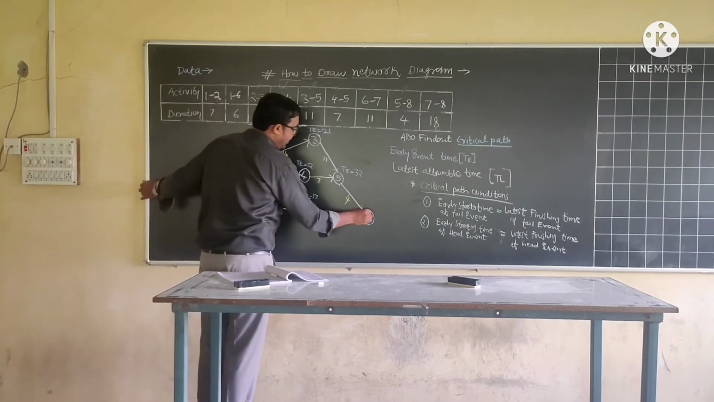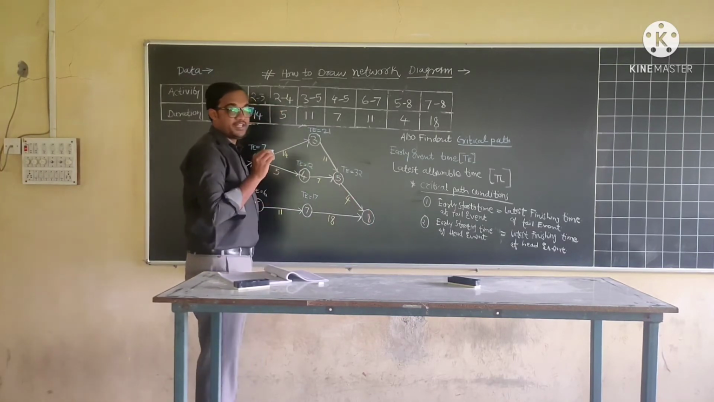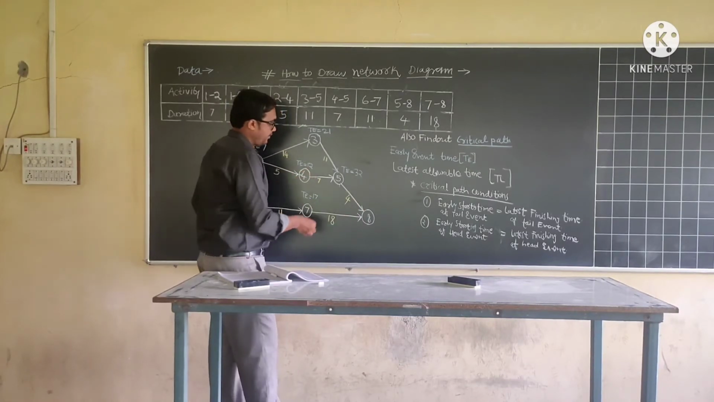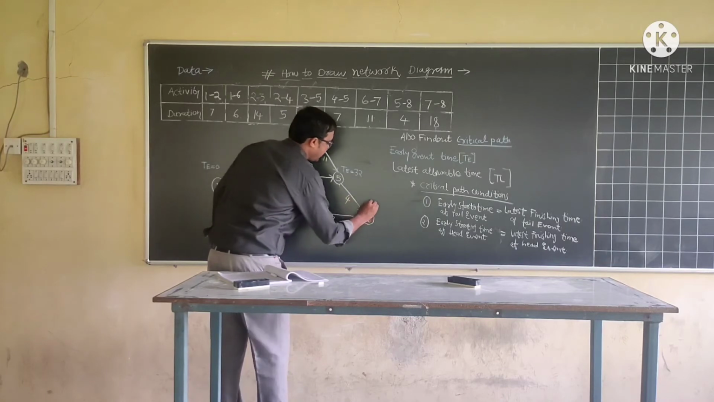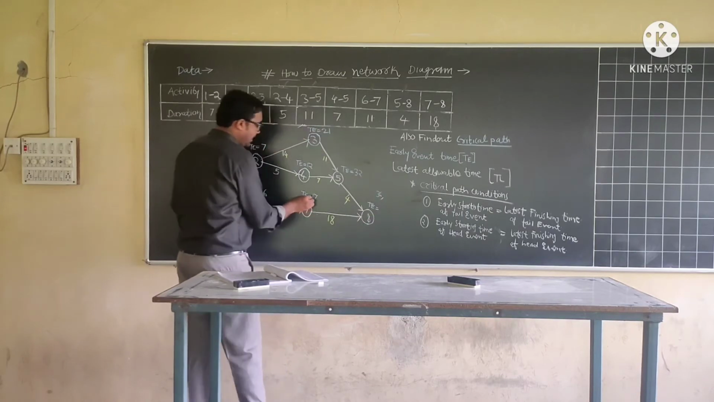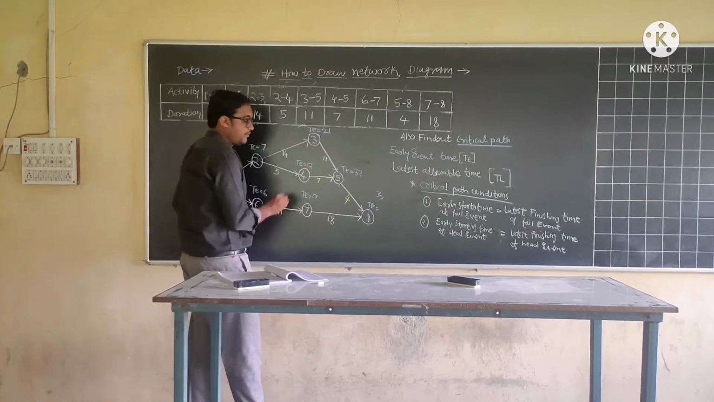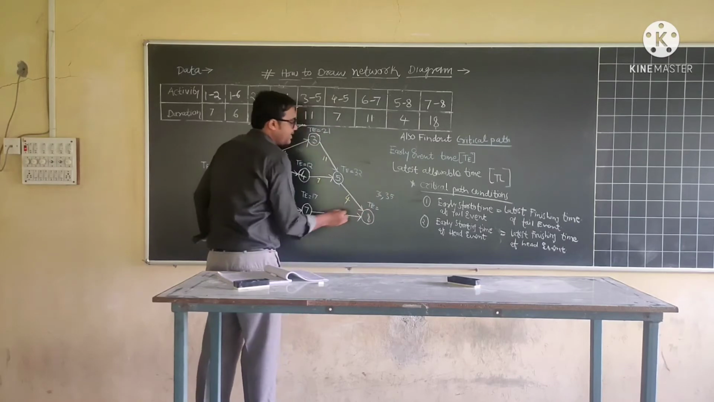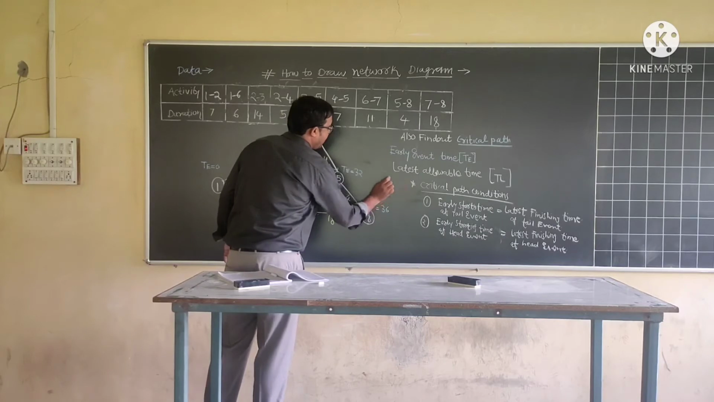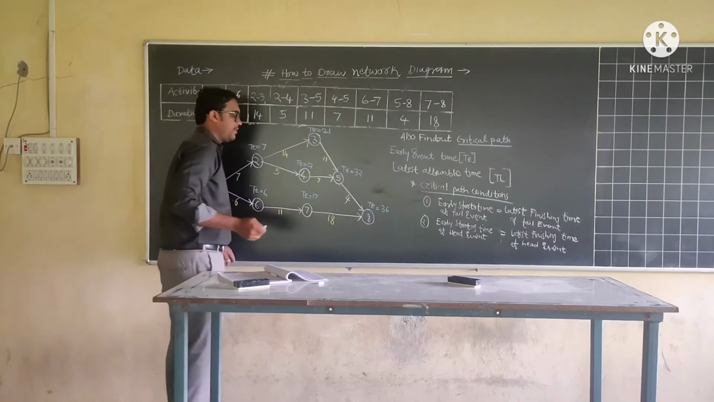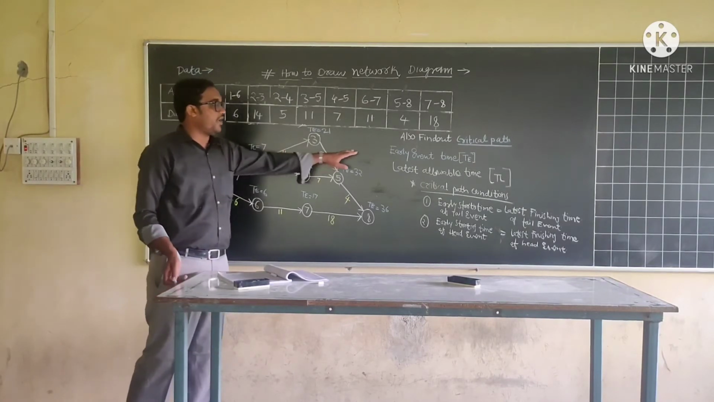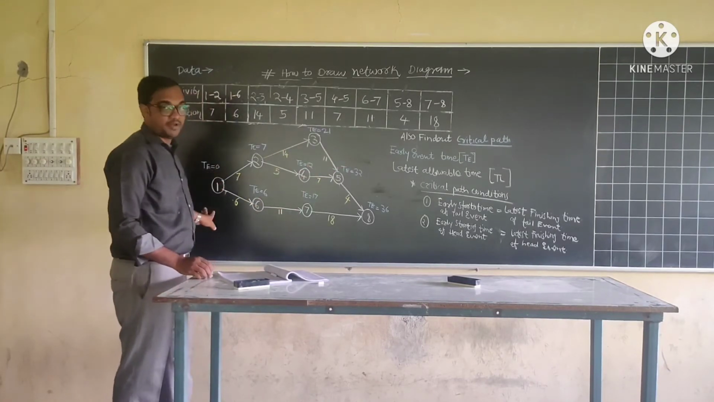And lastly, event number 8 is a converging event, where two activities converge. So again, we have to take the maximum value. 32 plus 4 is 36, and from this part, 17 plus 18 is 35. So the maximum is 36. We will take 36 as the duration for completion of the project. These are all the values of early event time we have calculated by using the forward pass method.